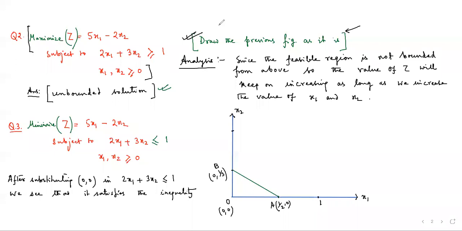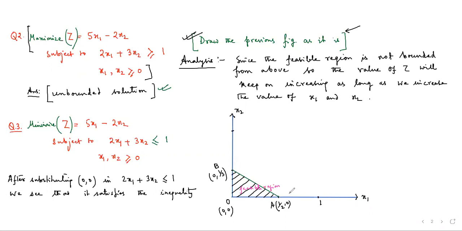So in this particular case, the region will be this portion. This is the region. Such a region is bounded from all sides. You see, it is bounded from the lower end, it is bounded from the upper end. It is a kind of closed region. It is obviously a feasible region of the problem.